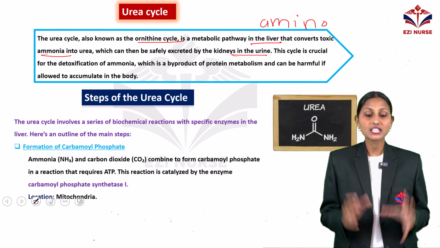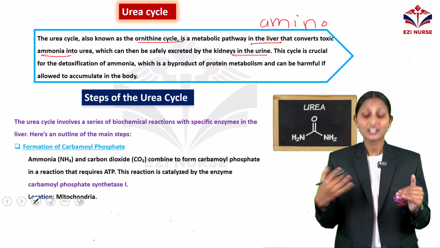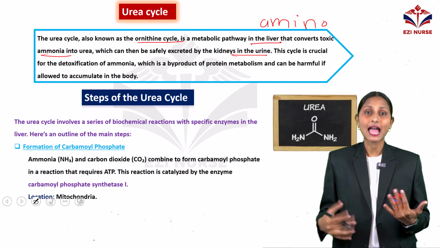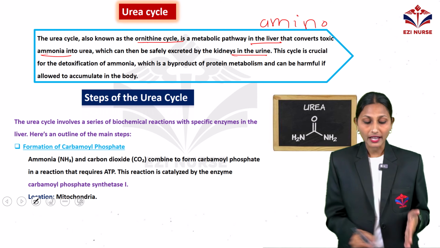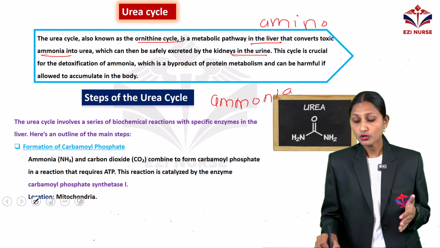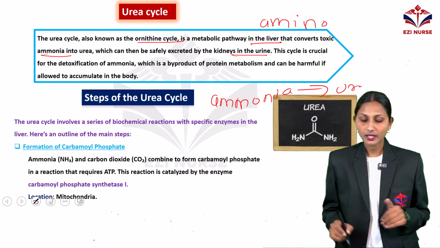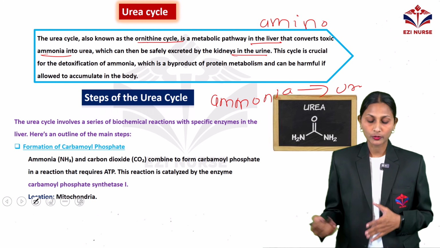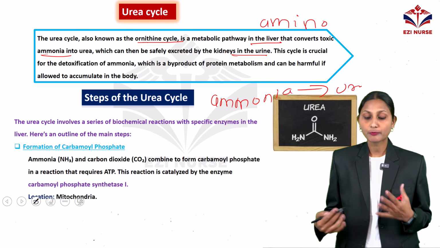Ammonia is water insoluble and more toxic than urea. Urea is water soluble and less toxic. That's why we convert ammonia into urea. This cycle is crucial for the detoxification of ammonia, which is a byproduct of protein metabolism.